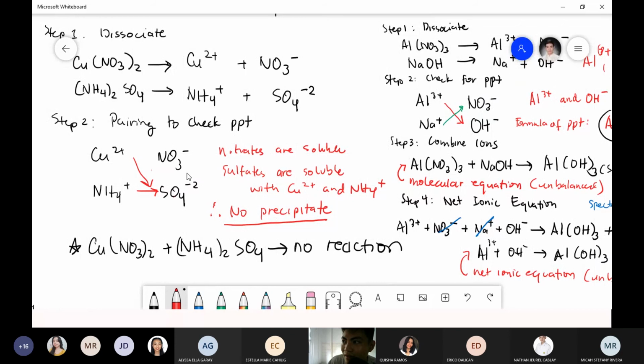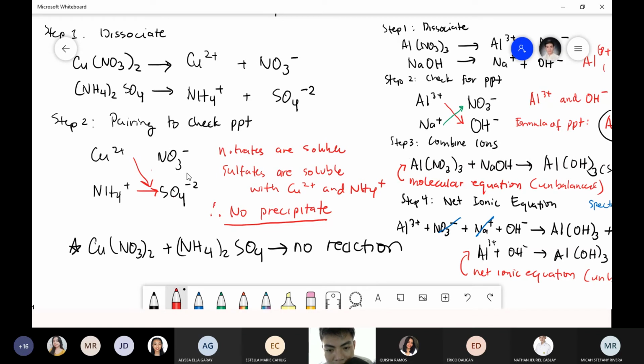Okay? So again, if you saw na walang precipitate, lagay mo na lang no reaction. Ibig sabihin, wala kang molecular equation, wala kang net ionic equation. Okay? So that is for ions that cannot form precipitate.